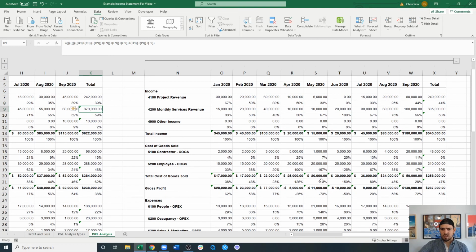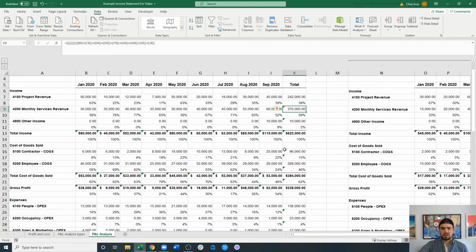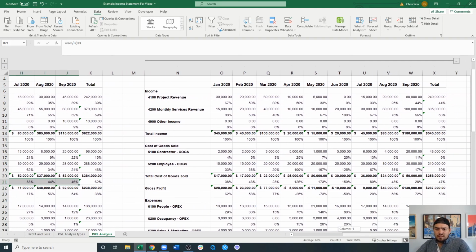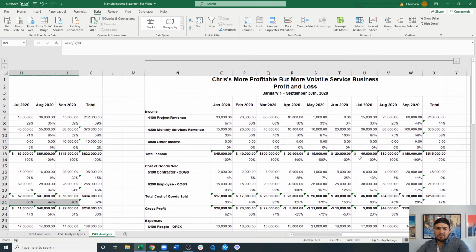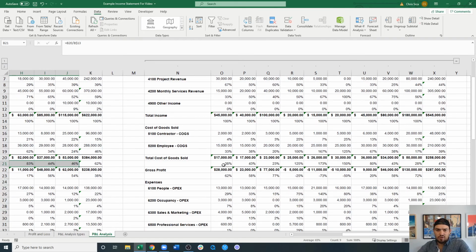Now let's look at the cost structure of the direct costs here. So when I look at this business, I see that total costs end up being 62% of revenue, and they're averaging about 65, 64% each month. Now I look over here at the more profitable but more volatile service business, and I see that gross profit is actually higher because cost of goods is lower.